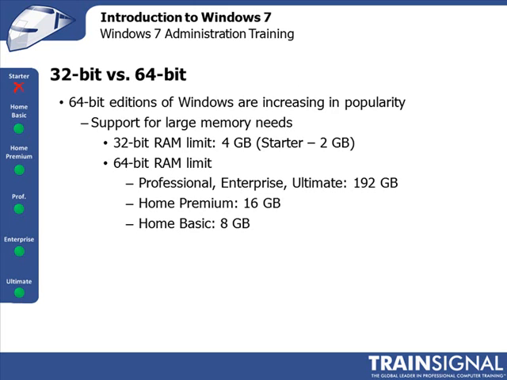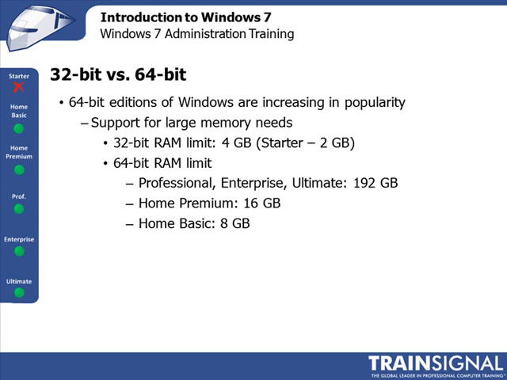Windows 7 also continues Microsoft's foray into 64-bit computing that was really started once Windows Vista came out. Windows XP does have a 64-bit edition, but it wasn't really all that useful. Windows Vista really brought 64-bit computing into the mainstream, and Windows 7 is continuing that trend. These editions of Windows are increasing in popularity, especially as the need for large amounts of memory continues to rise.